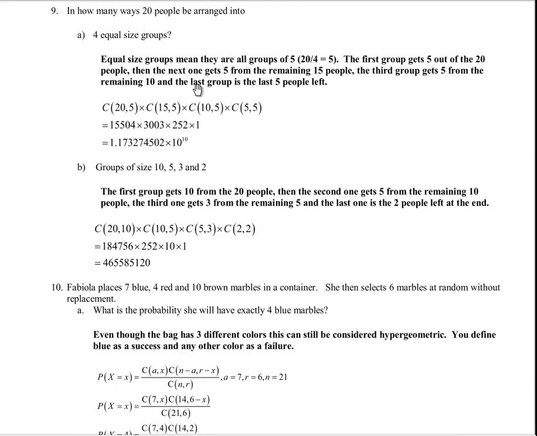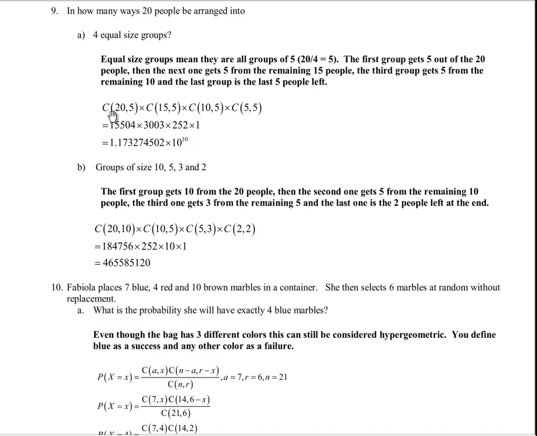In question number 9, it says, in how many ways, and I guess I should have had the word can, 20 people be arranged into 4 equal size groups. Now, equal size means they all have to be 5. 20 divided by 4 is 5. And if it's just a group, it's a combination. We're not saying that order has to be important here, so it's just a group of people.